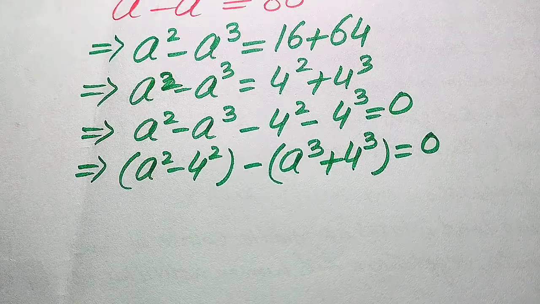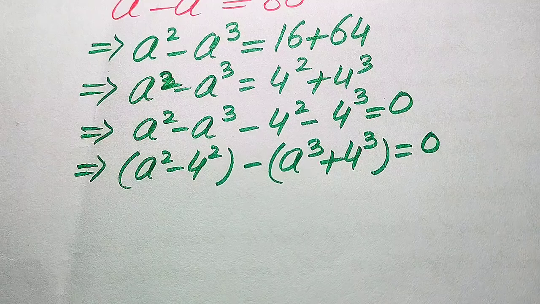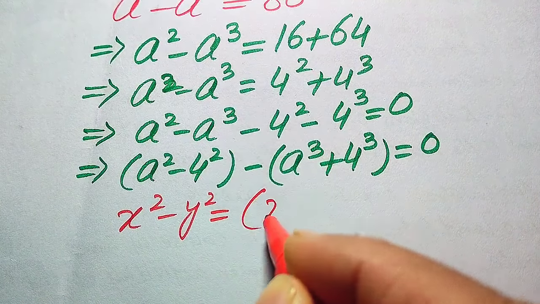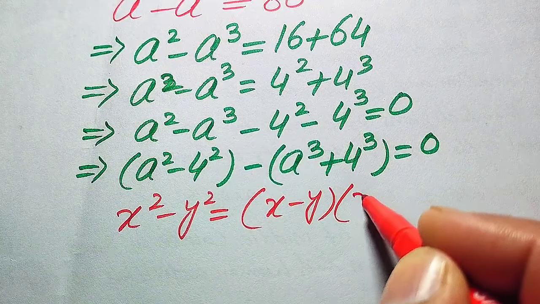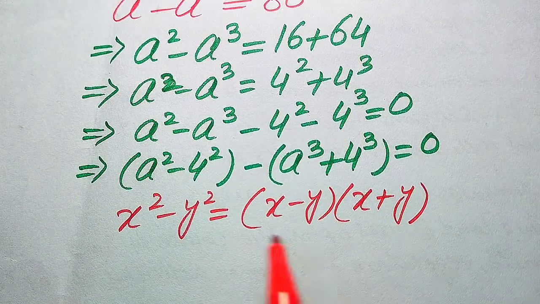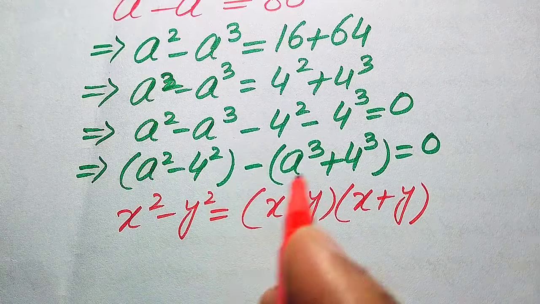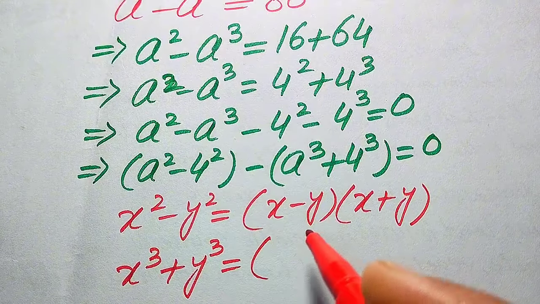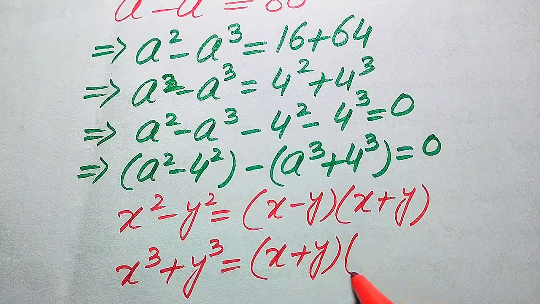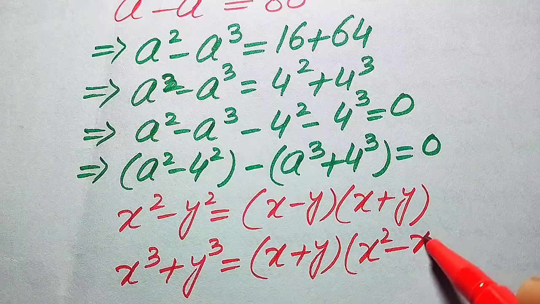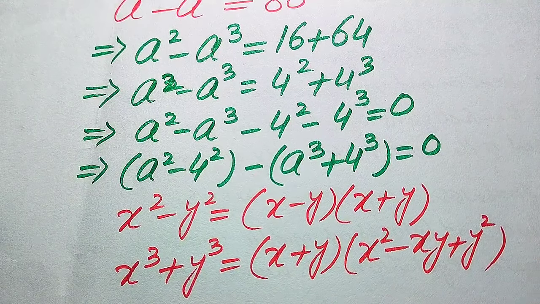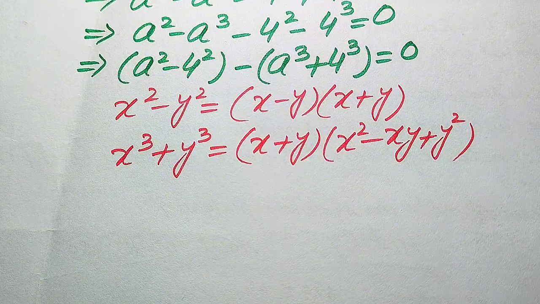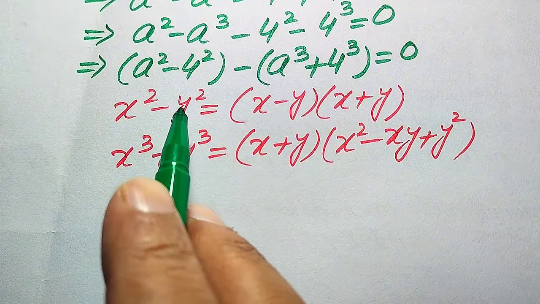So further in the next step, we need two nice formulas. The first formula is x square minus y square equals x minus y times x plus y. So in the first factor we apply this formula, and in the second factor we apply the cubic formula: x cubed plus y cubed equals x plus y times x square minus xy plus y square.